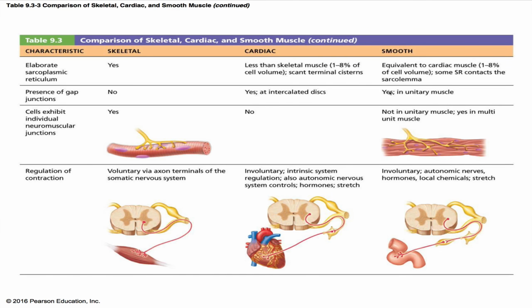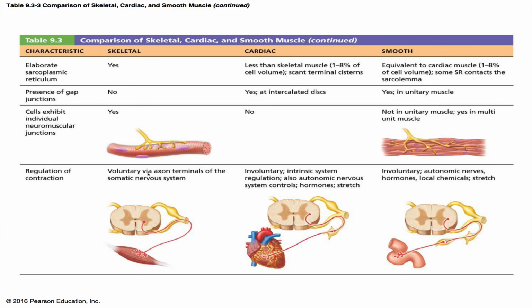We do also see gap junctions in smooth muscle, and we will find them in the unitary muscles. Cells exhibit individual neuromuscular junctions. Yes, in skeletal muscles, we do see this. In heart muscles, no, we do not see this. In smooth muscles, they're not in the unitary muscles, but we do find them in multi-unit muscles.